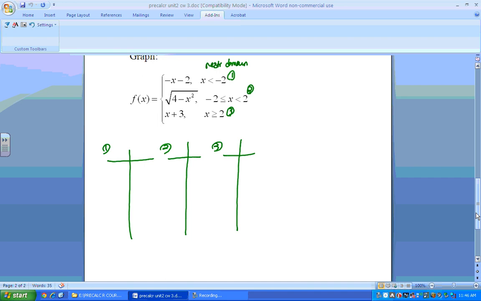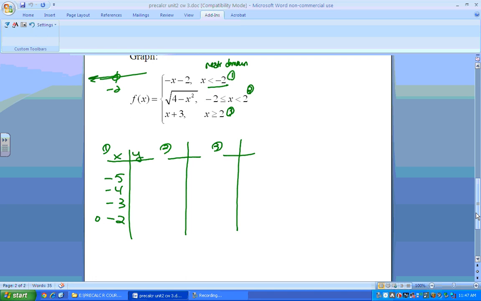Okay. This first domain, picture your number line, if you will. It says from negative 2 to the left. So I got to stop at negative 2. So just give me a couple, like negative 5, negative 4, negative 3, negative 2. Don't go past the negative 2. Is it opened or closed at negative 2? Open. Good. There's no equal sign.